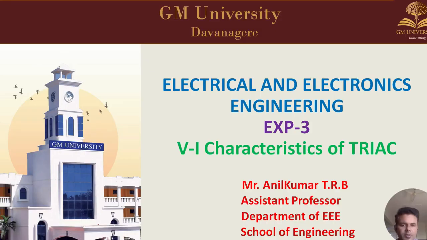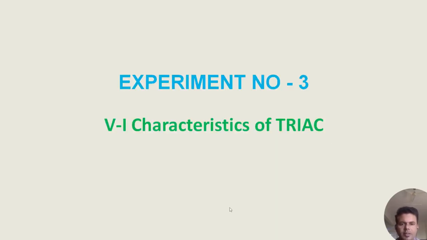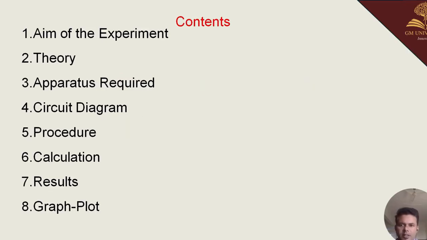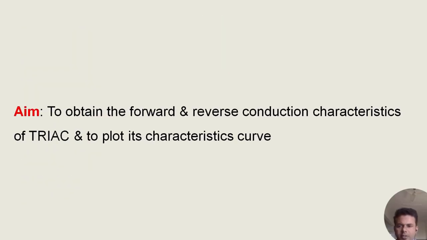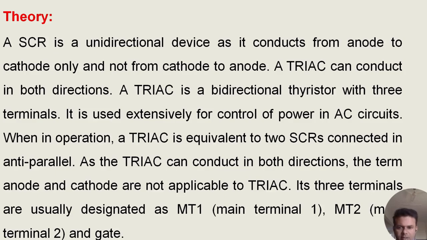Today we are going to study Experiment number 3, the VI characteristics of TRIAC. Contents: aim of the experiment, theory, apparatus required, circuit diagram, procedure, calculations, results, graph. The aim is to obtain the forward and reverse conduction characteristics of TRIAC and plot the characteristic curve.